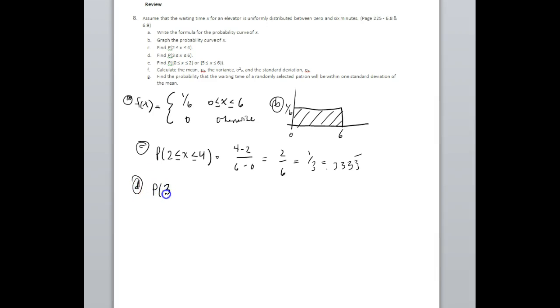Next is the probability that x is between 3 and 6. Same formula, 6 minus 3 over 6 minus 0, which we get 3 over 6, which is 1/2, which is 0.5.